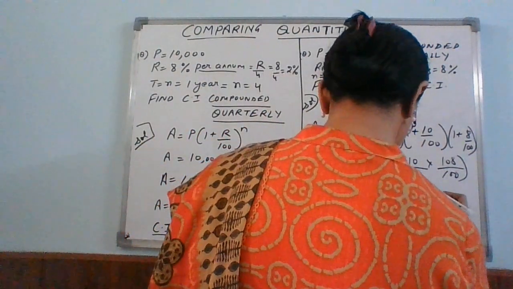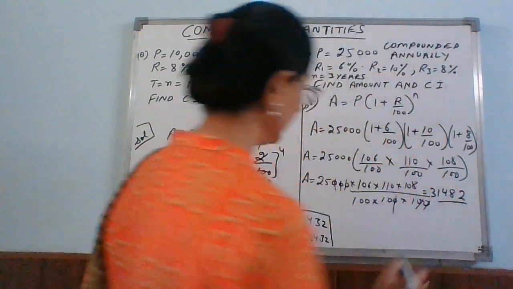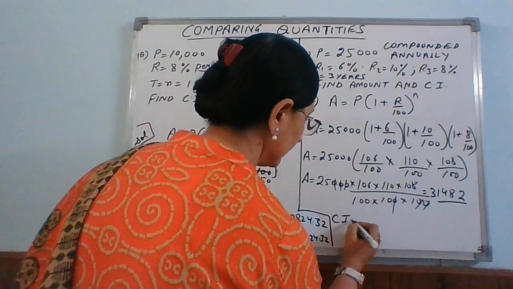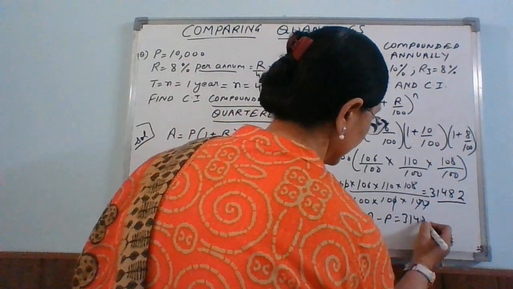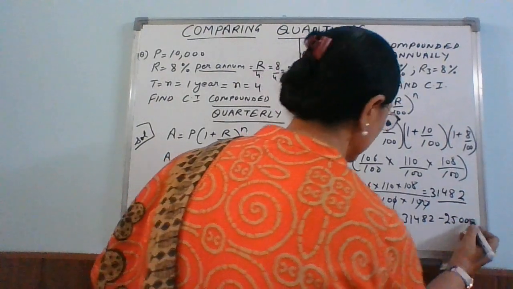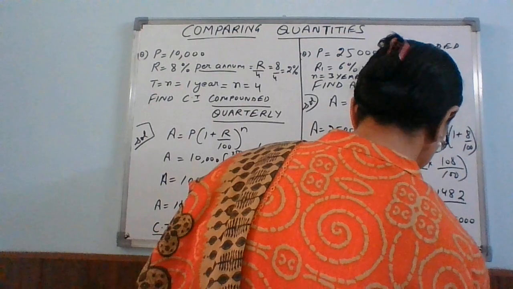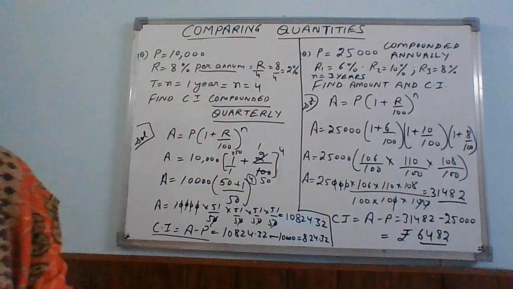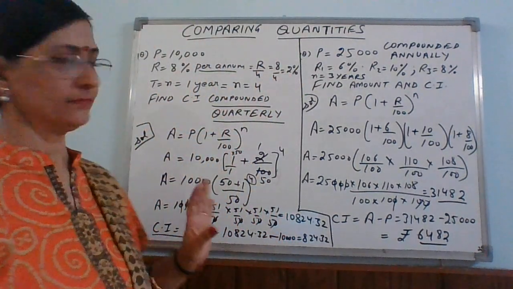That is, 31482. This will be the amount here, right? Okay, children. So now CI, we know that A minus P. So this is A, 31482. You have to subtract the principal, which is 25,000. So you get the answer here, rupees 6482. After subtraction you get this answer, right? Okay, I hope it's clear, children, right?